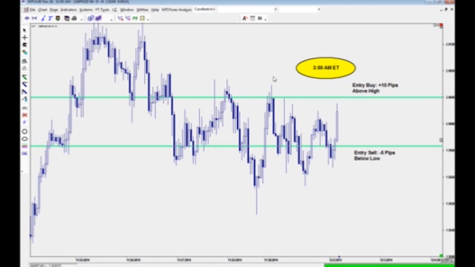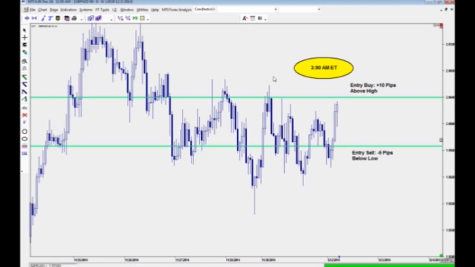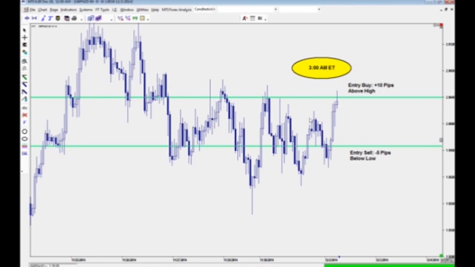Basically, we're looking for the market to hit the green line to let us know if we're either going to buy the market or sell the market. Now, we move forward 1 hour, 2 hours, and boom. We notice that the market hits our entry buy, and so I'm going to place a mark right here.